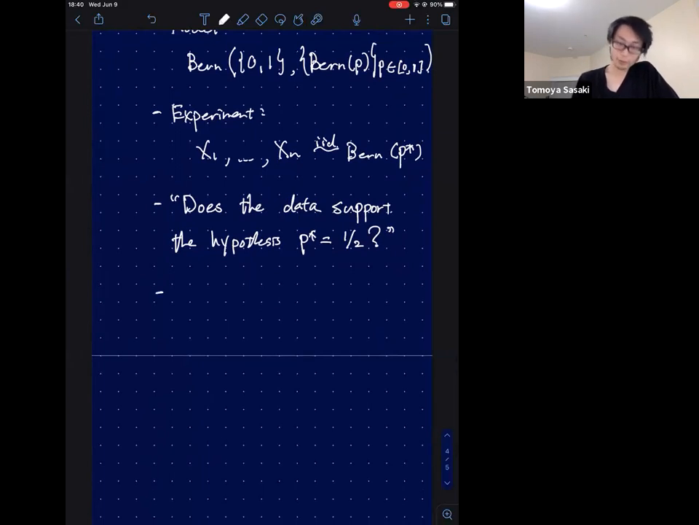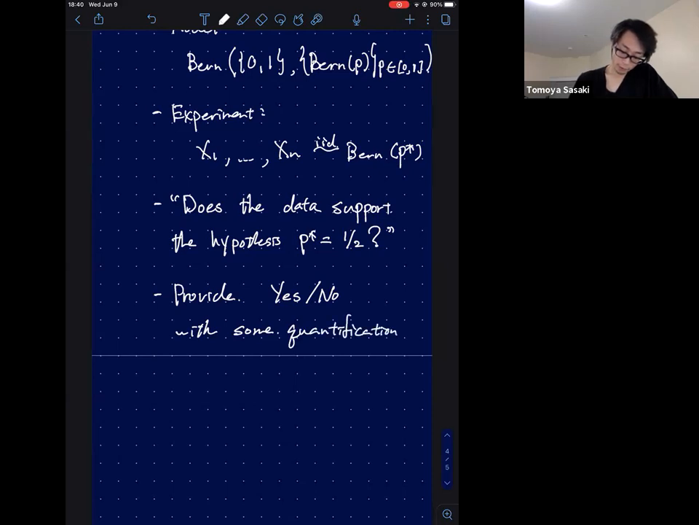And what is the test going to tell you? For example, it's going to provide sort of a yes or no, but with some quantification. This is an important part: the quantification of uncertainty. So it's going to provide yes or no.